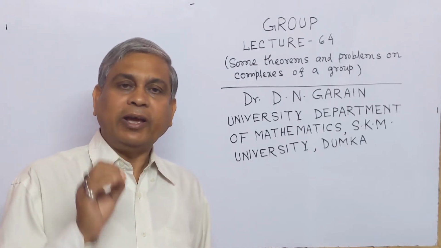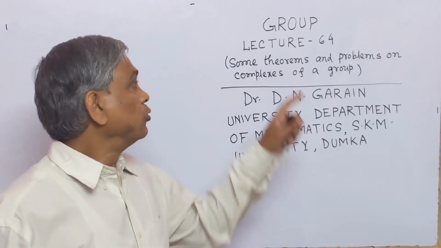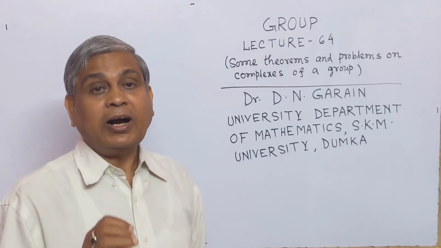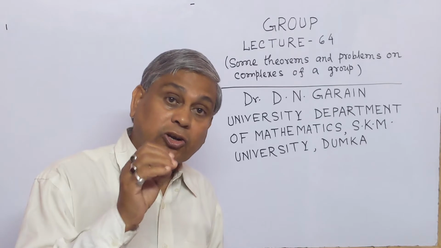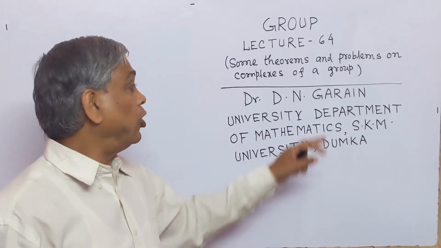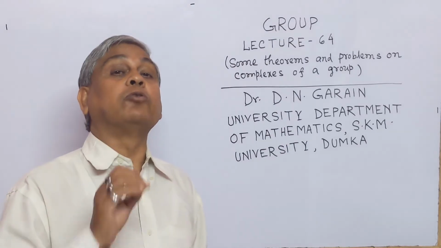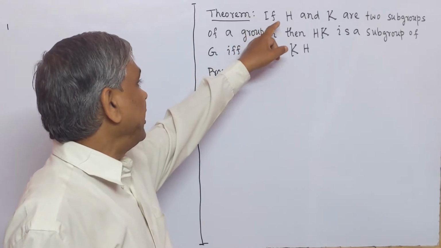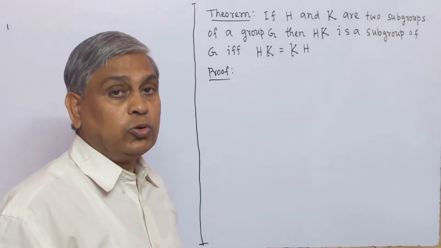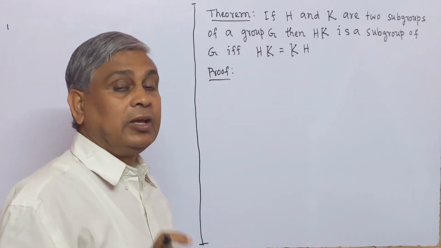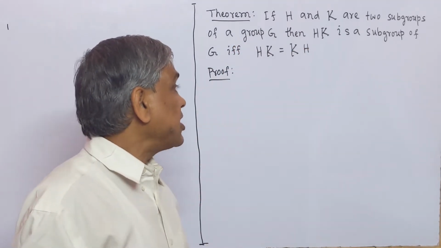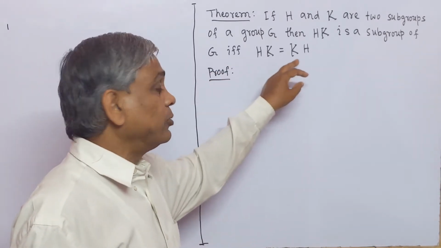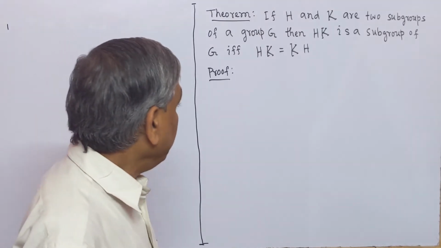Today, I will deliver lecture on group, lecture number 64, in which I will discuss some theorems and problems on complexes of a group. Now we prove a theorem. Theorem is if H and K are two subgroups of a group G, then HK is a subgroup of G if and only if HK equal to KH. Now we prove this.